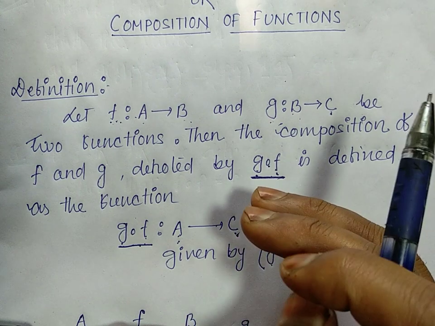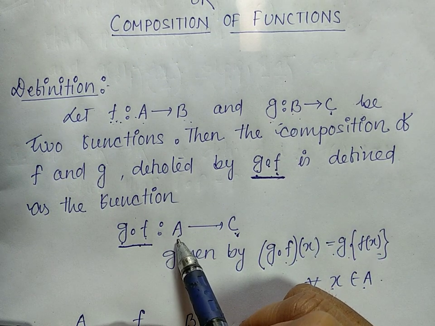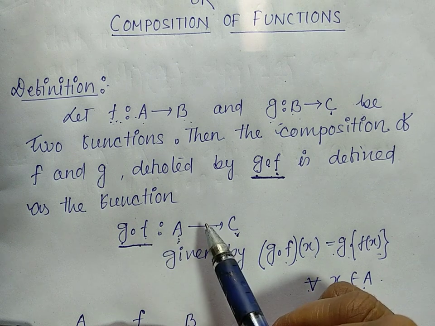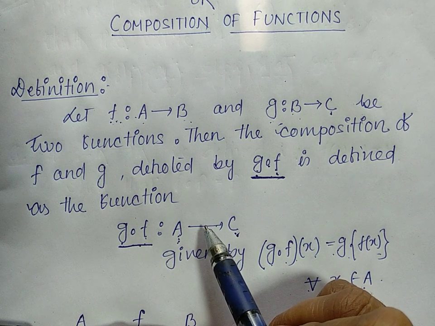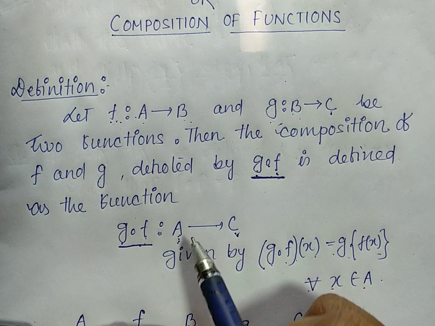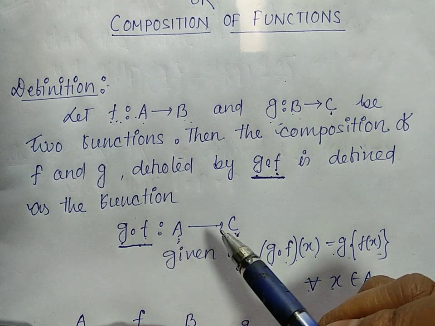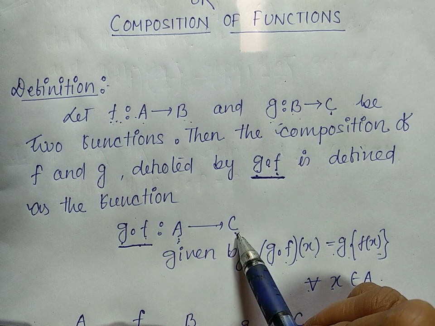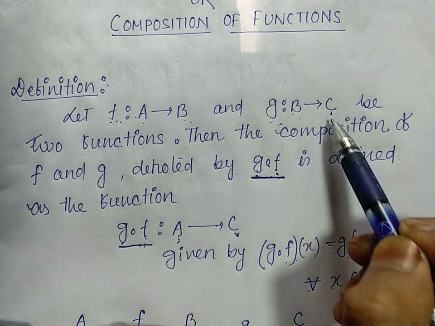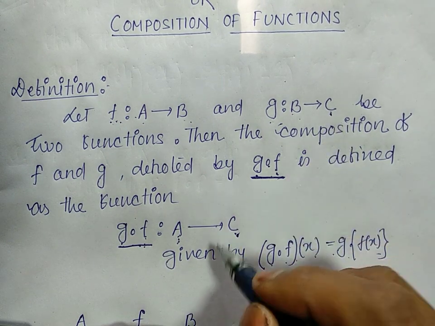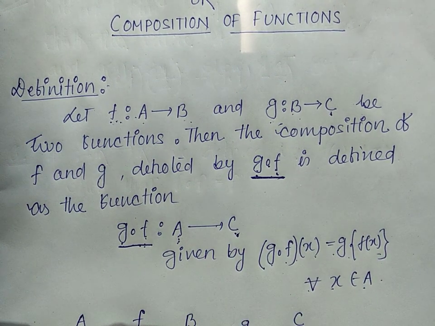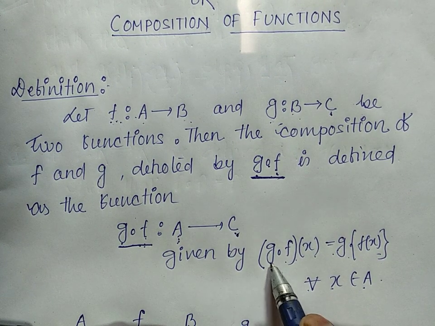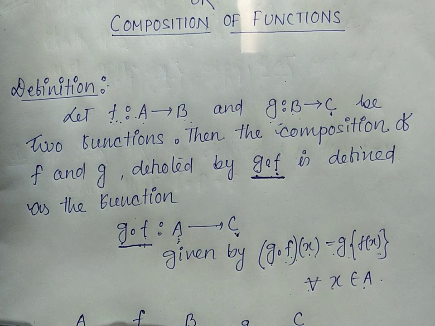Observe once again: what is the domain of any composite function? Whenever we compose two or more functions, the domain will be the domain of the first function. Whatever the first function may be, its domain will be the domain of the composite. And what about the codomain of the composite function? The codomain of the second function is the codomain of the composite. And it will always be defined as (g naught f)(x) equals g of f of x.